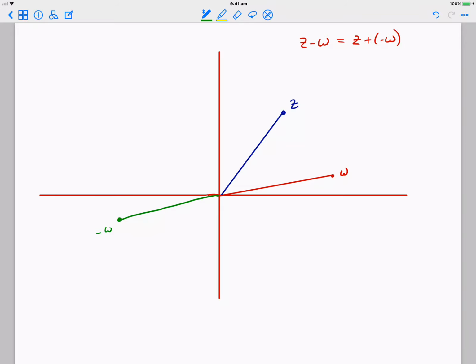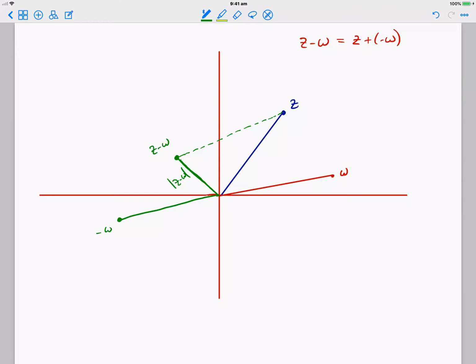And now if I add z with negative w, remember what I said before, adding complex numbers just works like vector addition. So it'll be somewhere here, right? So this point corresponds to z minus w. Now the modulus of z minus w, right? That's the distance of z minus w from the origin. So this distance here, right? This distance is the modulus of z minus w.